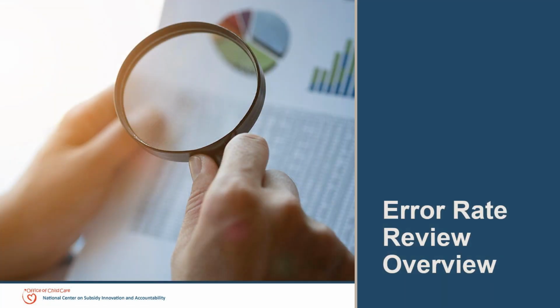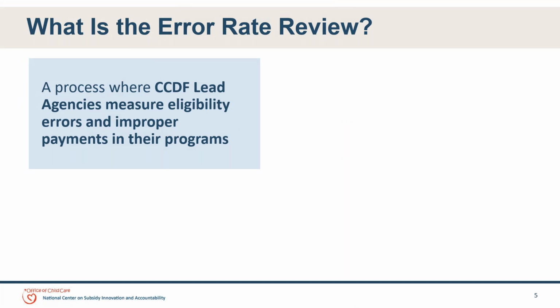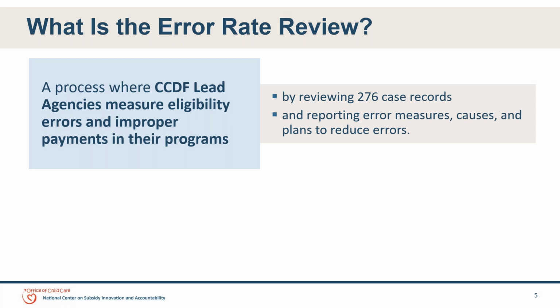So let's start with a brief overview. If you've been involved in the error rate review in previous cycles, this will be a refresher. For those who are new, what is the error rate review? So it's a process by which CCDF lead agencies measure eligibility errors and improper payments in their programs. Reviewers from the lead agency examine a random sample of 276 case records and look for any eligibility errors. And once you've completed all of those reviews, then you will report on your findings to us, including causes of your errors, improper payments, and your plans to reduce future errors.